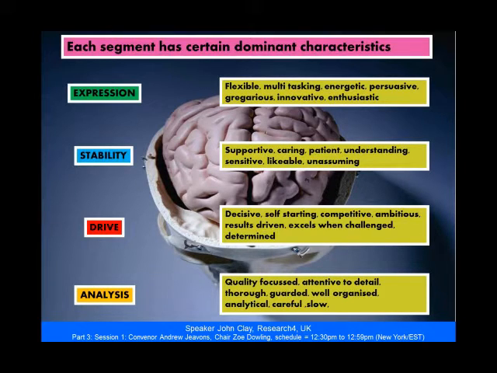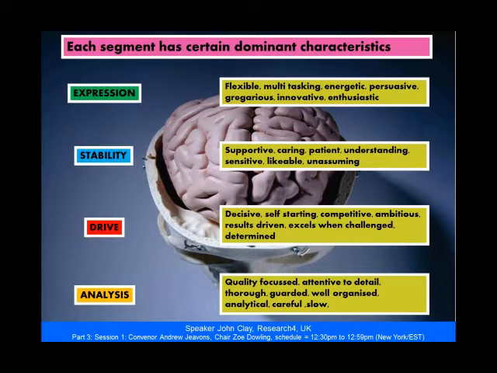With expression, people tend to be more flexible, multitasking, energetic, persuasive, gregarious. These are creative ideas people, if you like. Within stability, we've got supportive, caring, patient, understanding people. Drive is where we have decisive, self-starting, competitive, and ambitious people. With analysis, these people are more quality-focused, with more attention to detail. They're thorough, guarded and well-organized. Analytical, maybe a little bit cautious, careful, very slow and methodical in the way that they work.